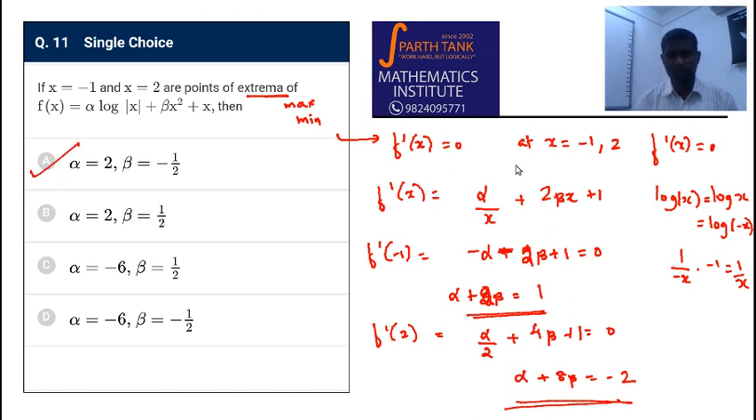Very simple idea. Find the derivative, and at x is equal to minus 1 and x is equal to 2, the values are 0.